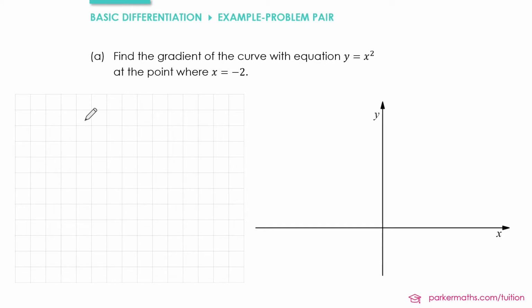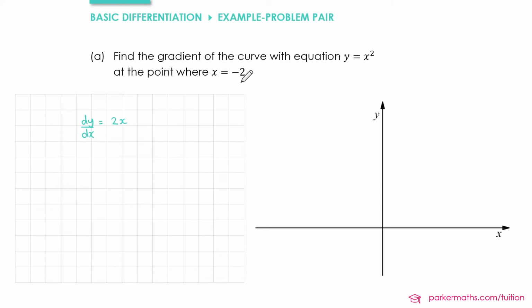We start by finding the derivative of x squared. We have x squared. So first we multiply by the power, that gives us a 2 out front, and then we subtract 1 from the power, which just gives us x to the 1, which we can write as x. Once we've found the gradient function, to find the gradient at a particular point, such as x equals -2, we substitute in our value of x.